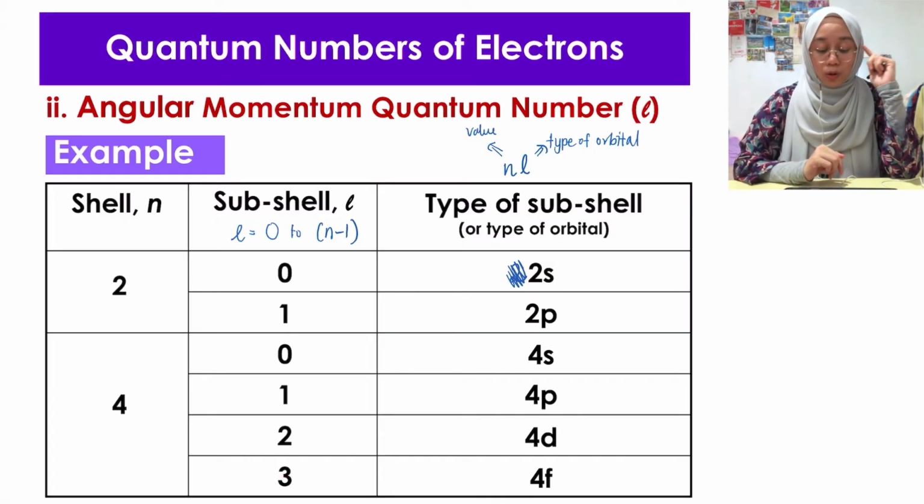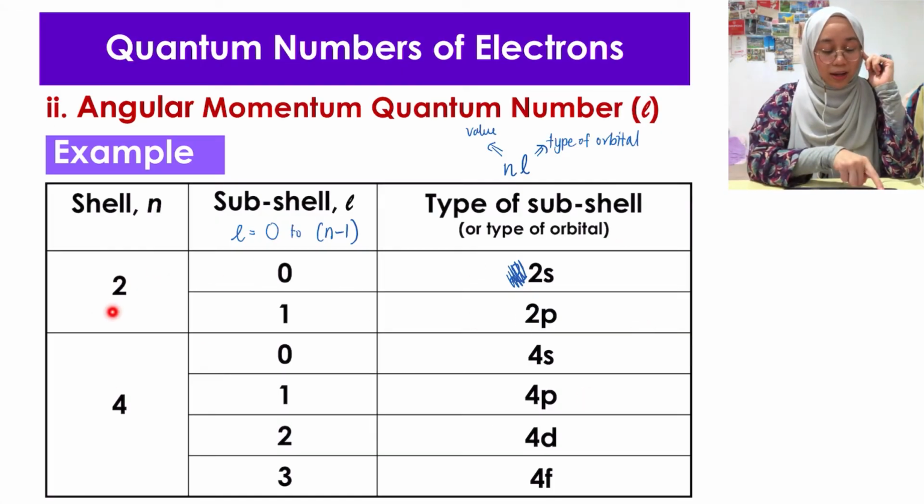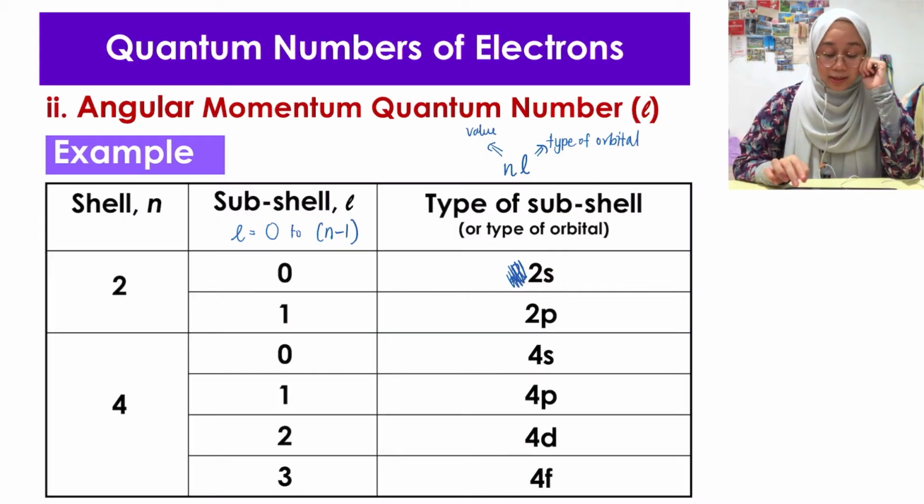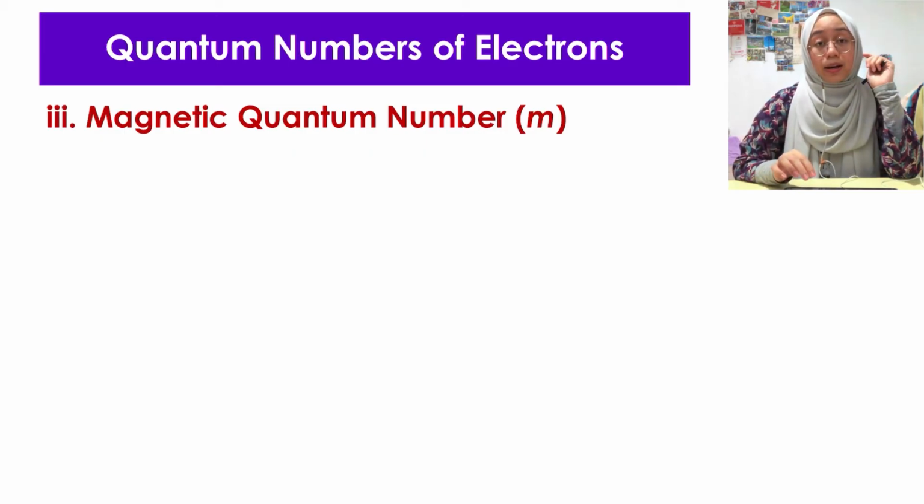Okay. So kalau kamu perasan, lagi banyak shell, lagi banyak orbital. Kan? Kalau kamu tengok yang 2 ni, dia ada 2 orbital. Kalau yang ada 4 ni, okay, dia ada 4 type of orbital dia, type of subshell dia lah. Okay. So ini ada 2 subshell, yang ni ada 4 subshell dia. Okay. So next, kita pergi kepada M pula.